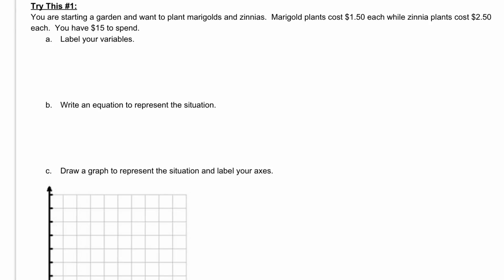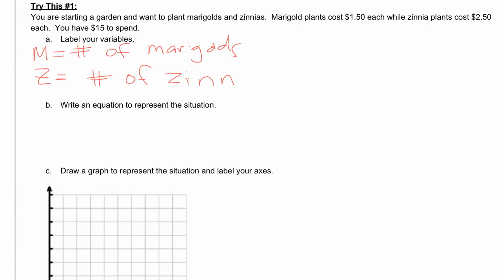In Try This number 1, letter A, your variables should be M equals the number of marigolds and Z equals the number of zinnias. And you don't have to use M and Z. You could have chosen any letters you wanted. You just need to make sure that what they are explaining are the same thing. So some letter here, number of marigolds, some letter here, number of zinnias.